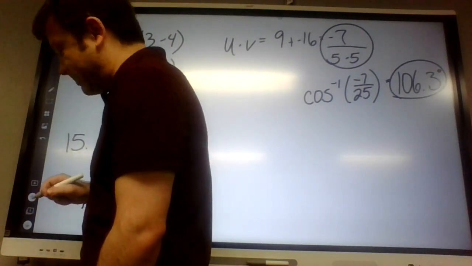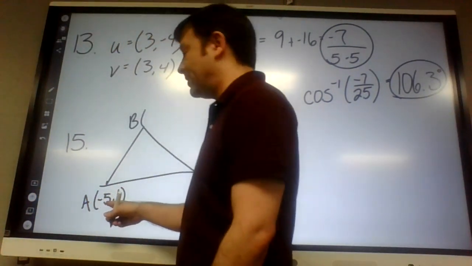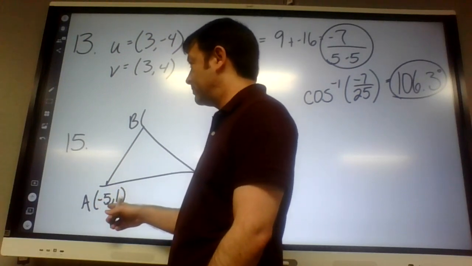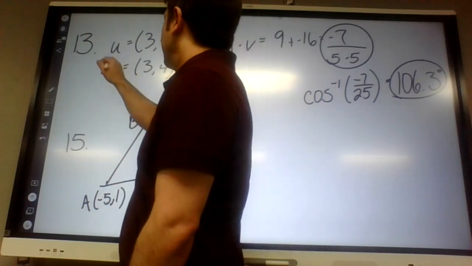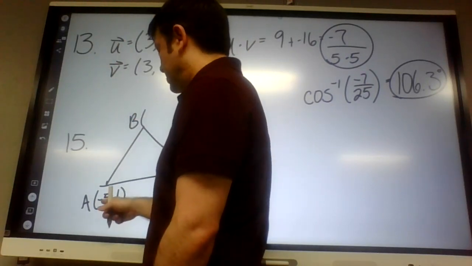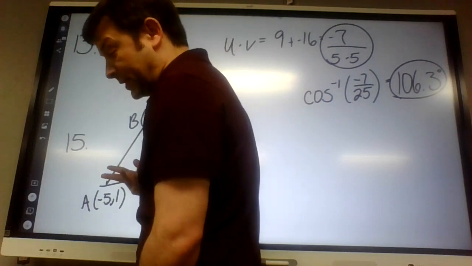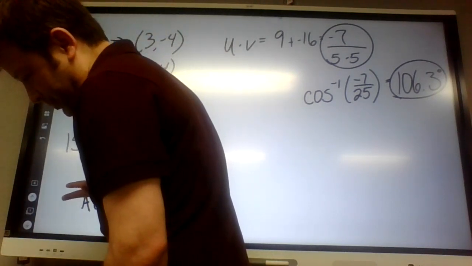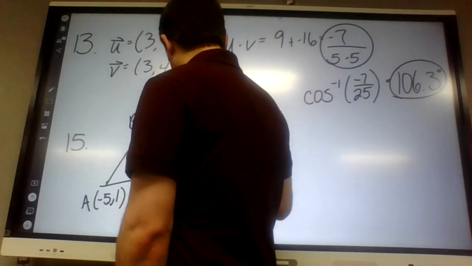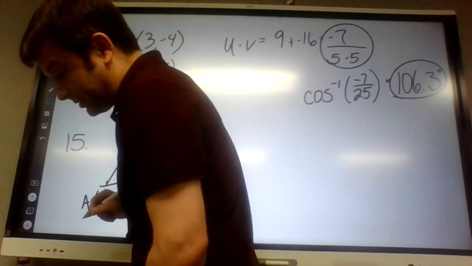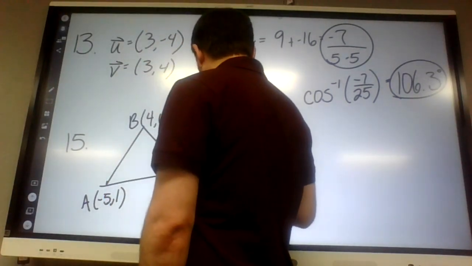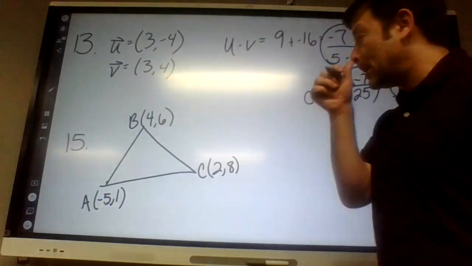So what's different about this is A, negative 5, 1, that's not a vector. That's a point on a graph. You guys see the difference? They probably should have put vector symbols on these, but we don't know what the vectors are yet. B is 4, 6. I'm pretty sure I put one of these on the test though, from last year and this year. So we do need to know how to do it.